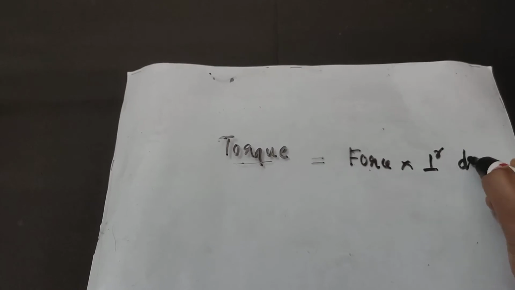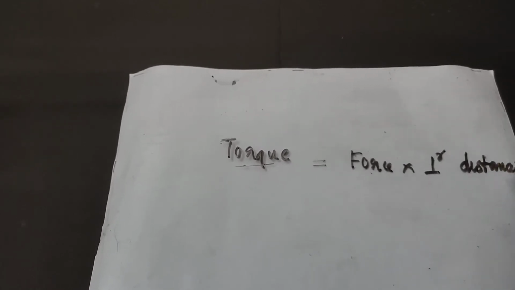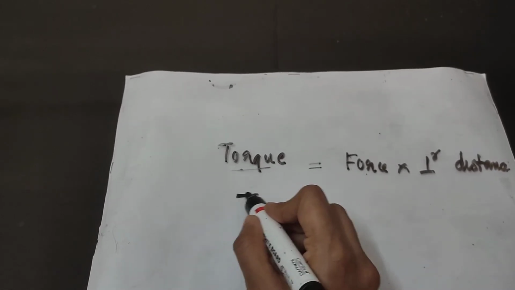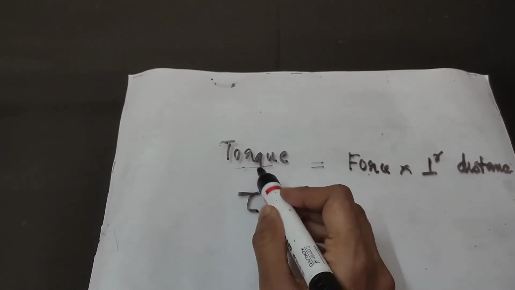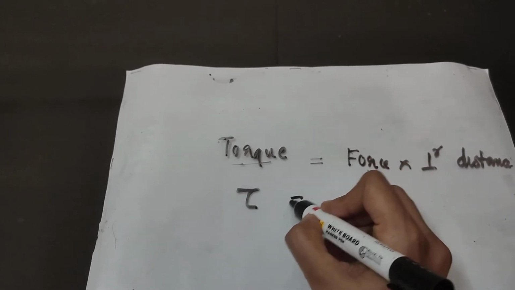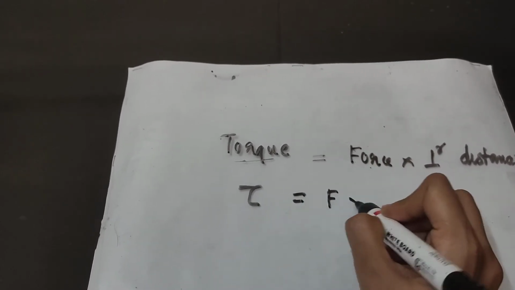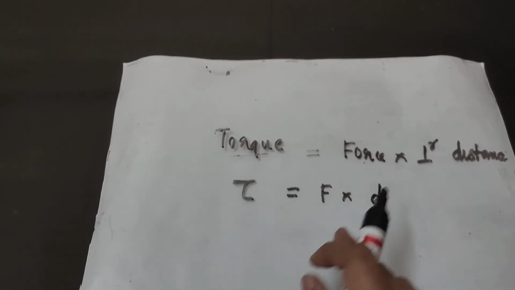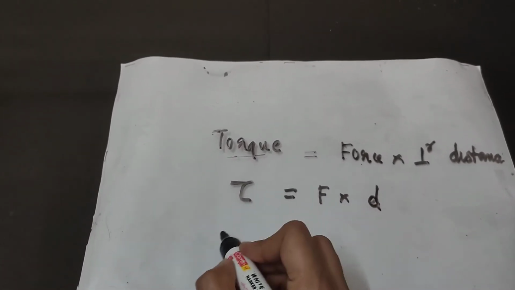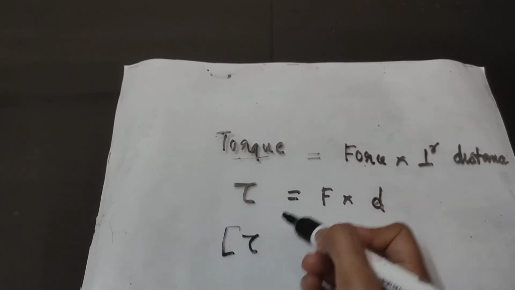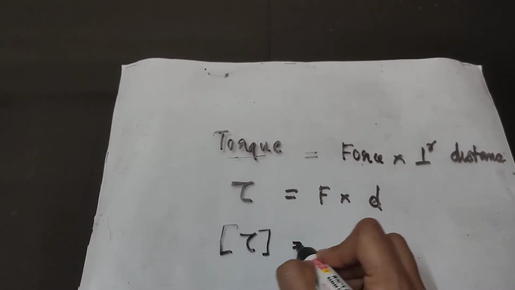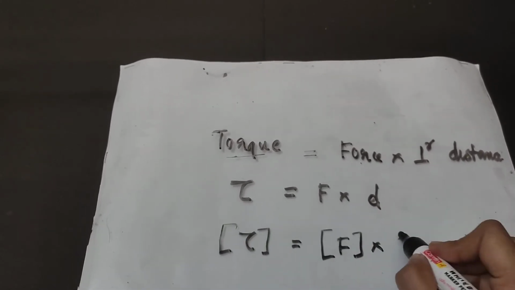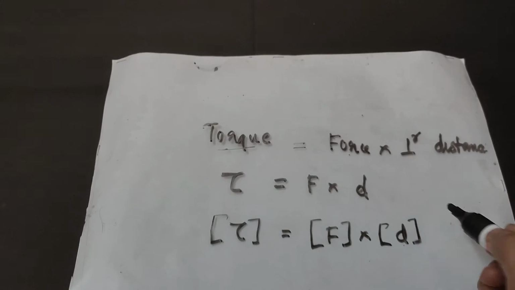Torque is represented by the symbol τ. So torque τ is equal to force into perpendicular distance. Perpendicular distance means it's a distance, so it is F into D. So the dimension of torque is equal to the dimension of force into the dimension of distance.